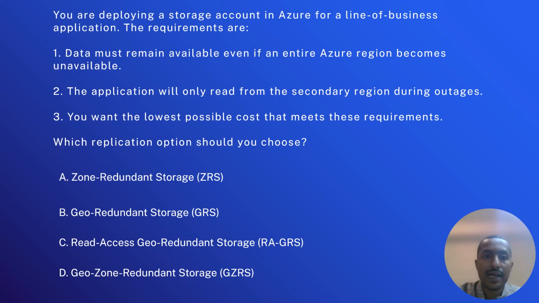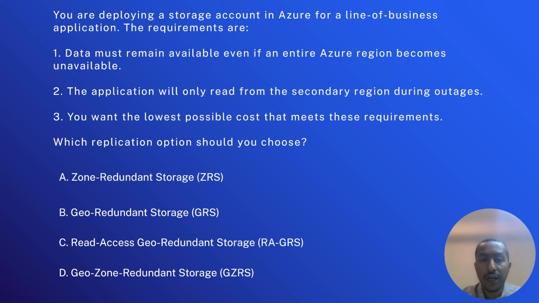Option A, zone redundant storage. ZRS replicates the data synchronously across 3 availability zones in a single Azure region. This is great for zone failure inside one region, but if the whole region goes down, ZRS won't protect you. So this does not meet the requirement, and this is the wrong answer.